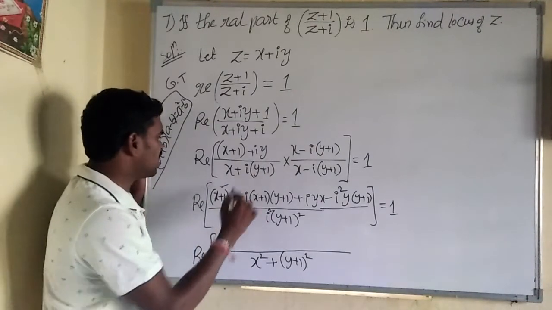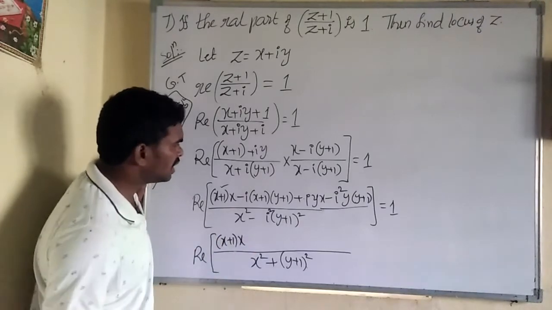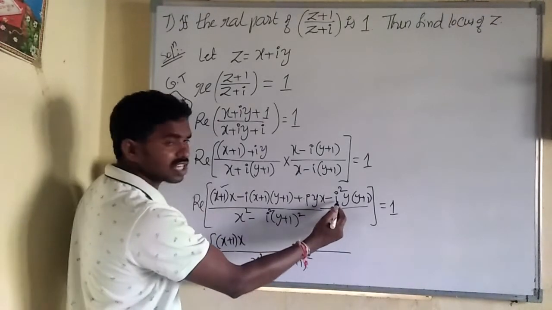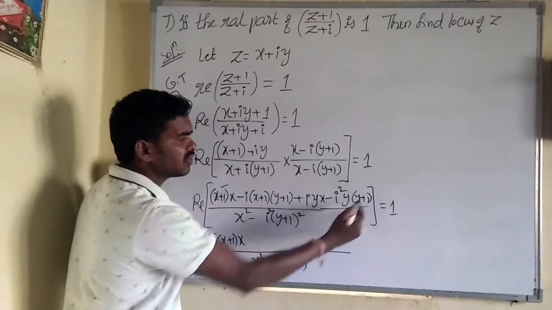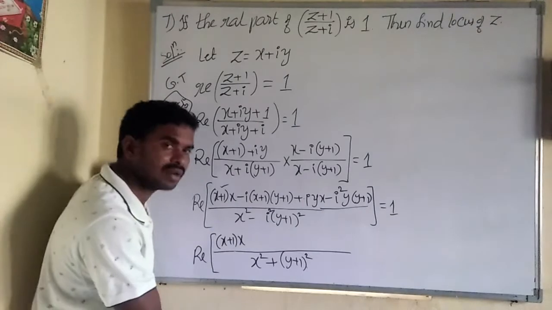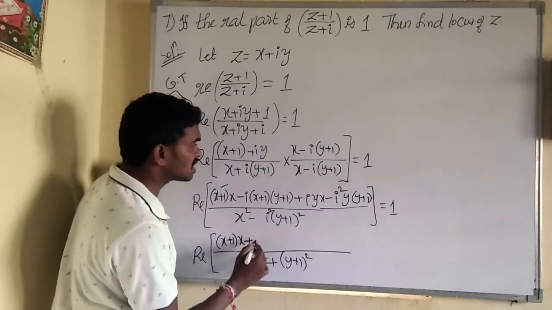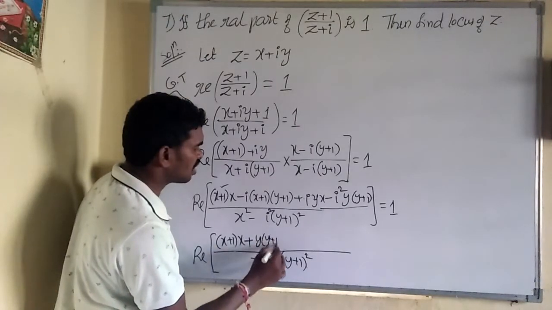Here x plus 1 into x. I'm writing it as it is. And see here the last term, i square into y plus 1. What is the value of i square? Yes, very good, minus 1. Minus 1 into minus becomes plus. The remaining terms y into y plus 1.